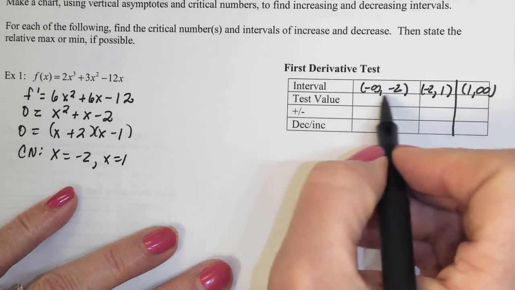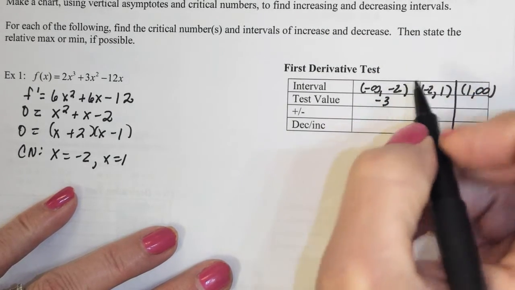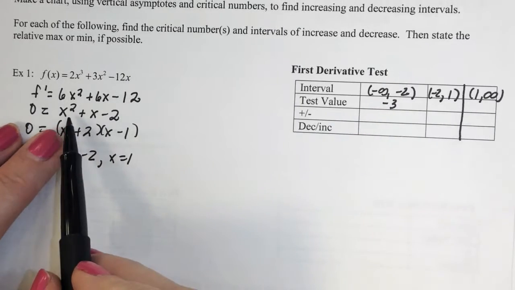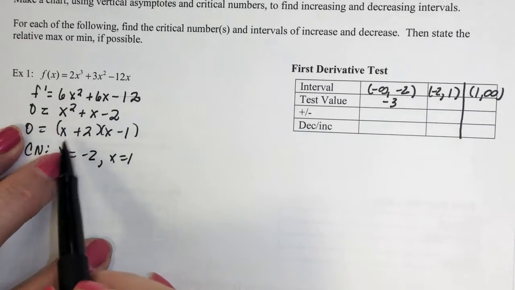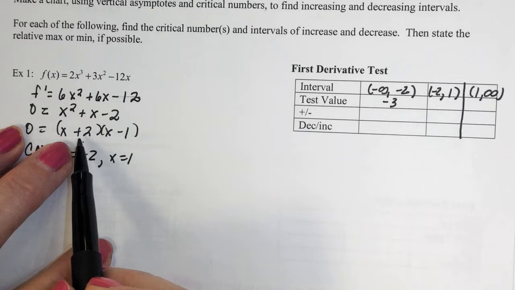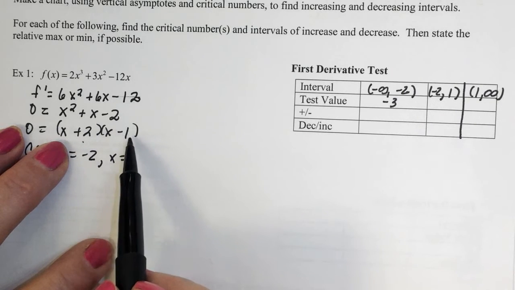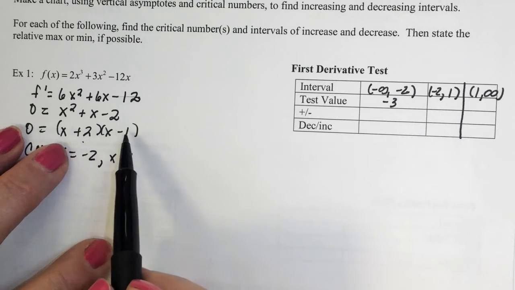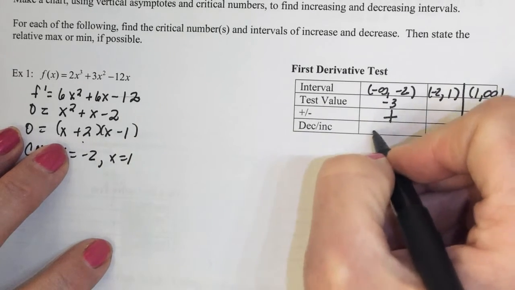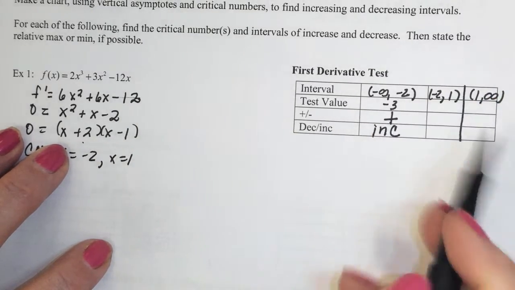A number that lies in this interval could be negative 3. I'm going to plug that into my first derivative. I can plug it in here, I could plug it in here, or even here. I think here's the easiest. Negative 3 plus 2 is negative. Negative 3 minus 1 is negative. So I'd have a negative times a negative. That's a positive. So my function is increasing.